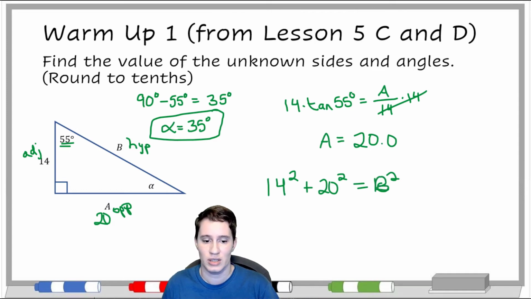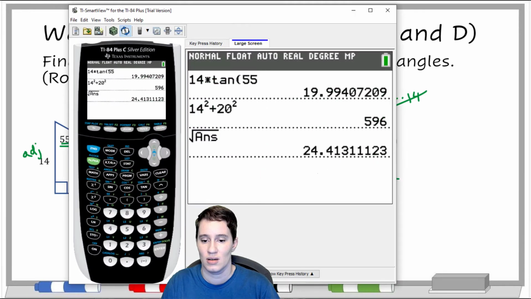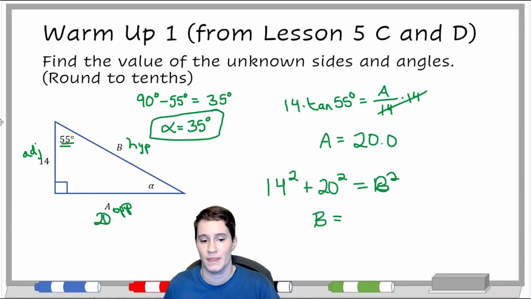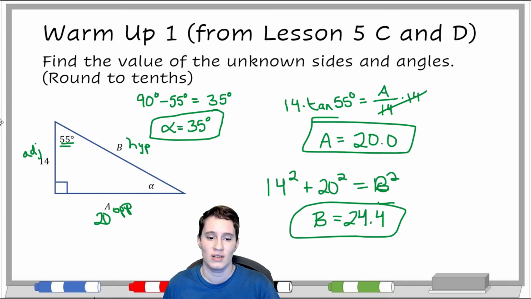It was actually B for the hypotenuse. B equals, I already forgot what it was, 24.4. There were no units on our side lengths, so we don't need to put any units. But it is helpful because of how much work we have to box our answers so that our teacher can tell what our answers are.